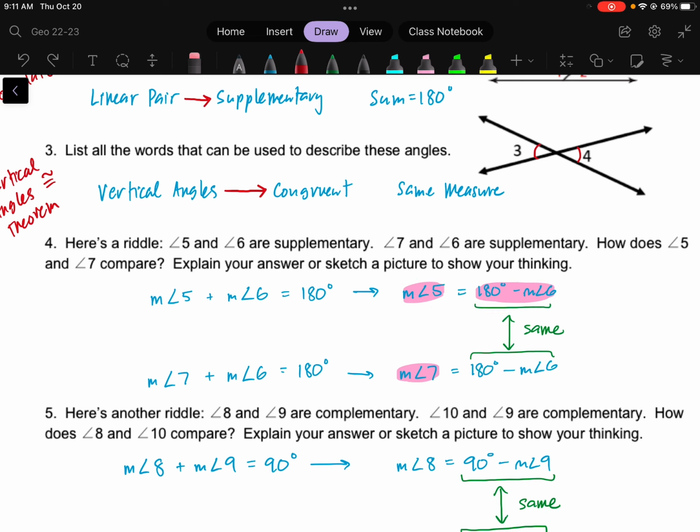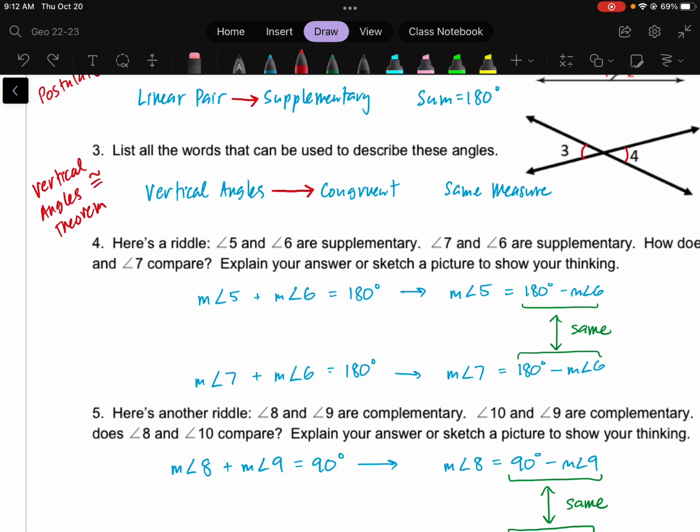All right, so we're going to give a formal name to this idea that two angles that are supplementary to the same common angle must be congruent to each other. This is called the congruent supplements theorem.